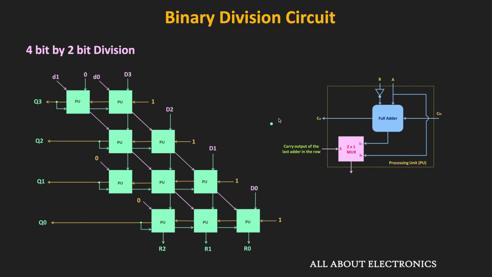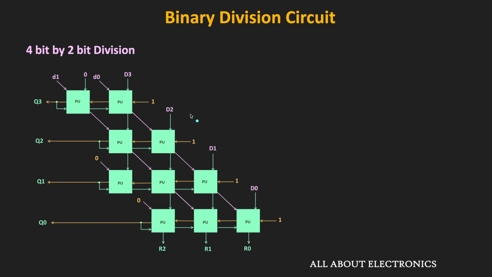So now, let us understand the working of this circuit by taking one example. So let's say we want to divide this 1010 by 11. That means here, our divisor is equal to 11 while the dividend is equal to 1010. That means here, this D3, D2, D1 and D0 are 1010, while this small d1 and d0 is equal to 11. That means here, the inputs at all these positions will be equal to 11.